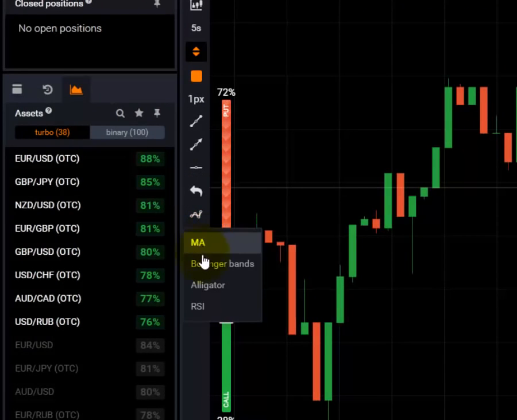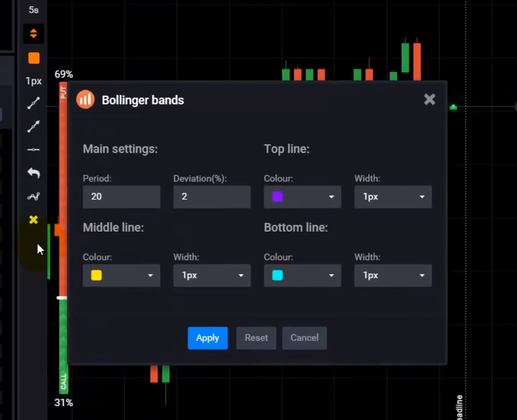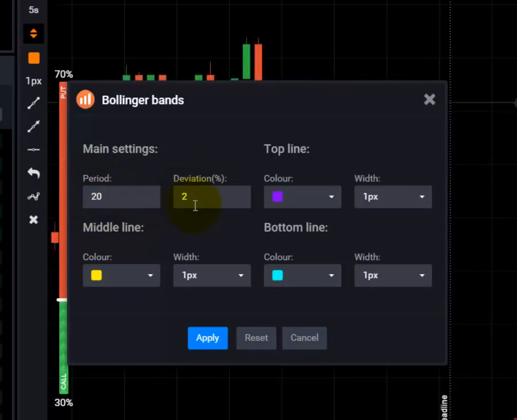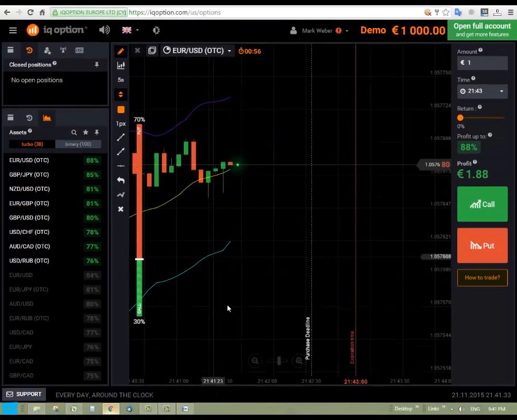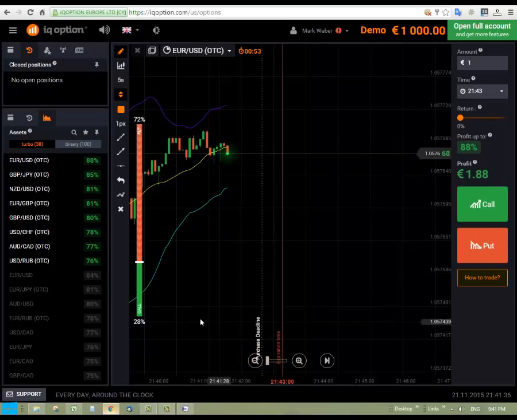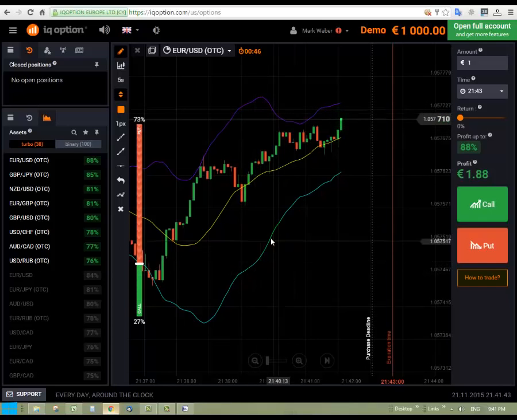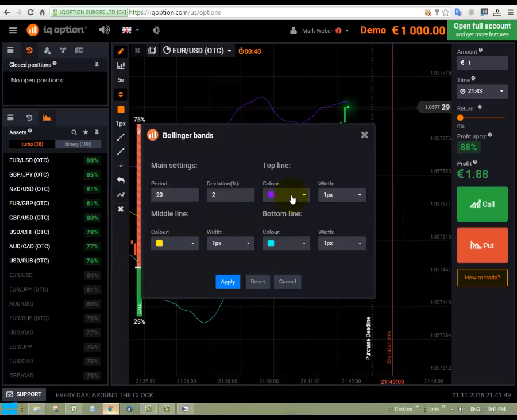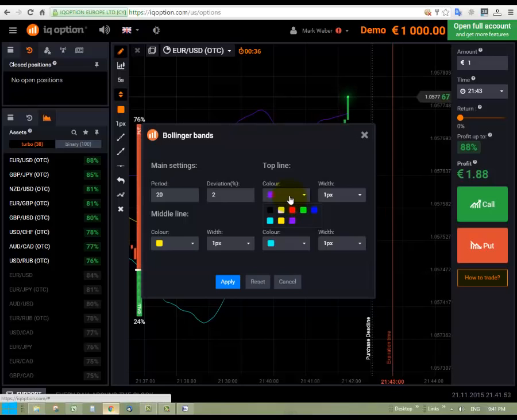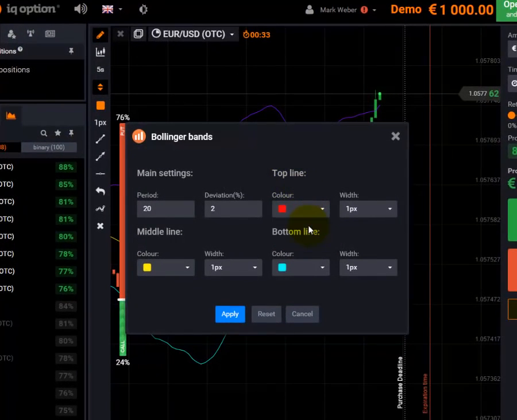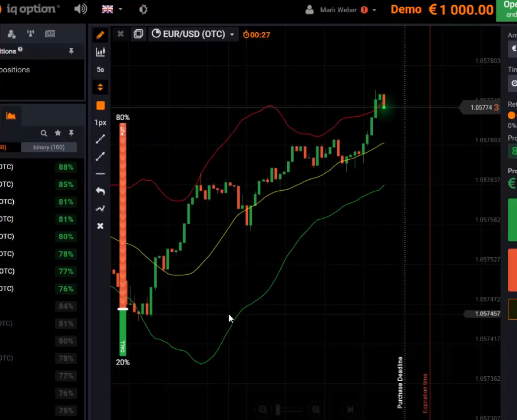The first indicator is the Bollinger Bands. We press the Bollinger Bands and we see main settings. We leave the period on 20 and the deviation of 2, and we hit apply. Then we see that we have three lines: an upper line, a lower line and a middle line. Here we can change the colors. I usually put the top line with a red color and the bottom line with a green color. I will explain to you why later. And hit apply.